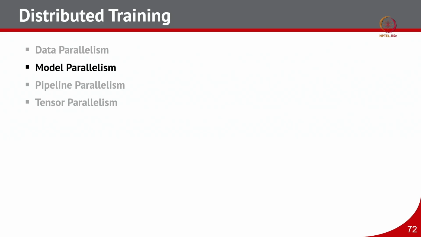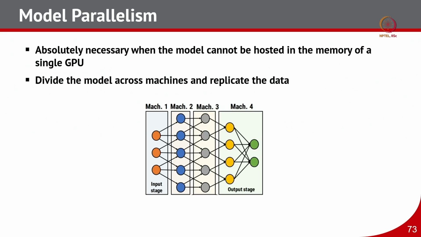And that is why model parallelism came into the picture. The main reason data parallelism does not work for large models is that many a time the large model may not fit onto one GPU, right? So that is why model parallelism is absolutely necessary when the model cannot be hosted in the memory of a single GPU.